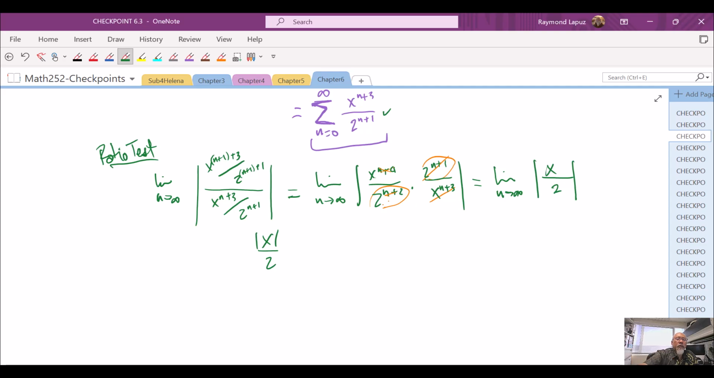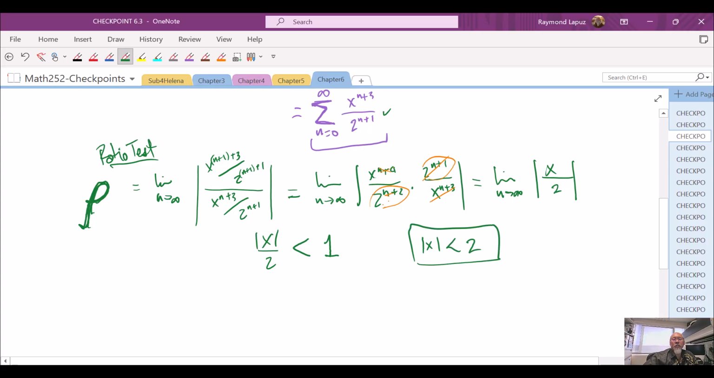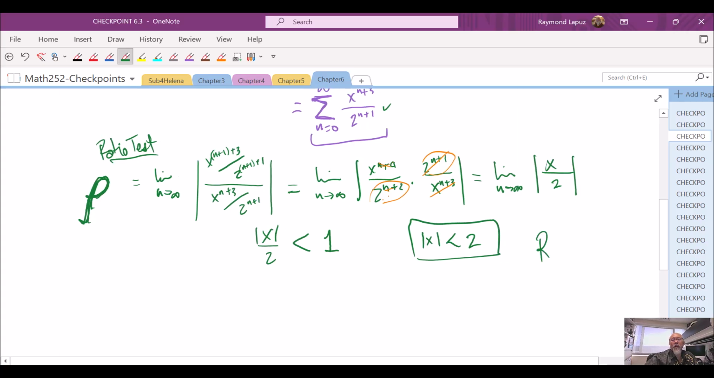Now remember that this is the ratio test, and we want that limit, and call it L, or I think they call it rho. So rho is equal to this, and we want to know when this is less than 1, because that's when it converges. So we could solve for absolute value of x. That's going to be absolute value of x is less than 2. And this turns out to be your radius of convergence. So your r, radius of convergence, is equal to 2.